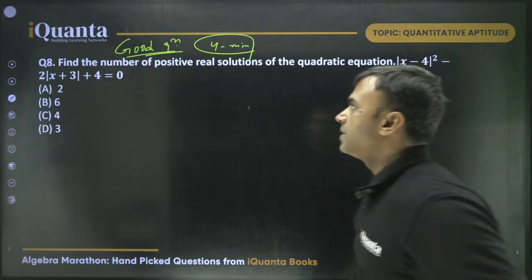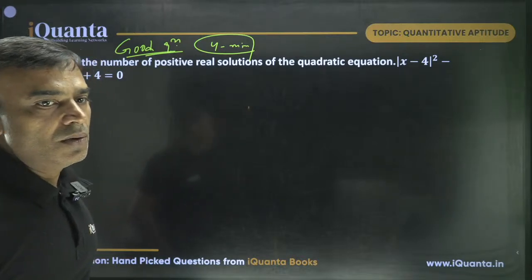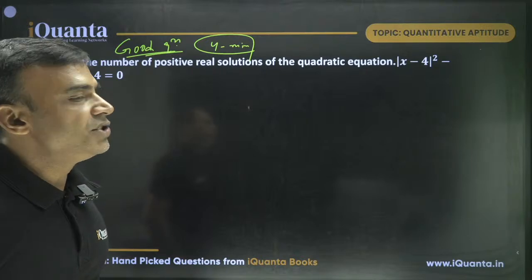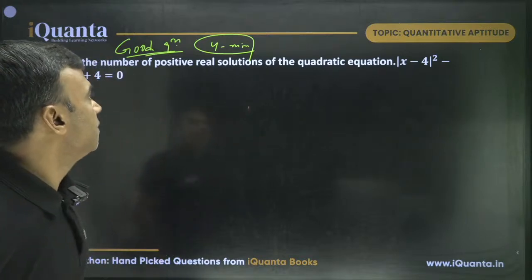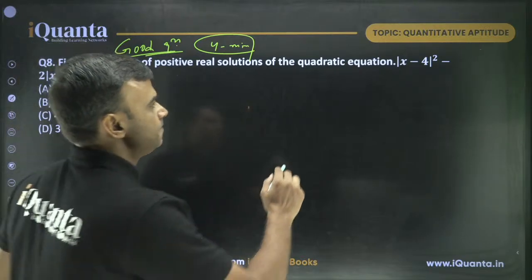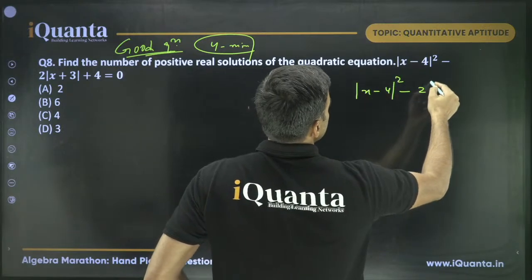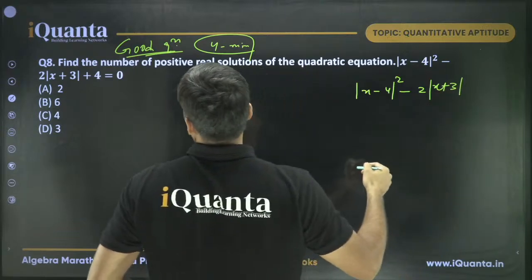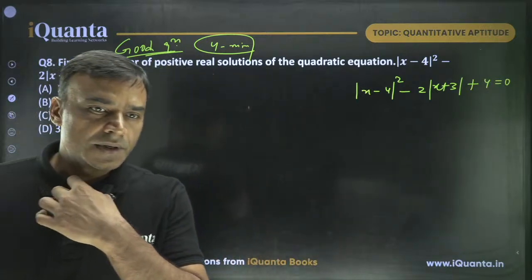Let's go ahead. This one is a good question. It's a difficult question. One thing that I always say is that when you come across a very difficult question, get back to basics. So for example, in this, how do you manage modulus? How do you remove modulus? Think about that. What does this bar represent? Modulus. The equation is: modulus of (x minus 4) whole square minus 2 times modulus of (x plus 3) plus 4 is equal to 0. So people are saying B, C.